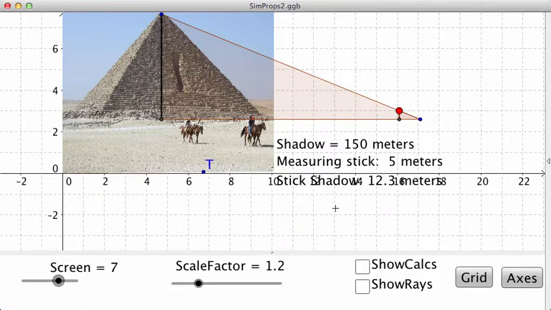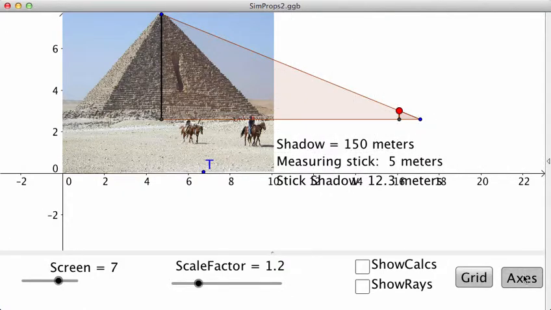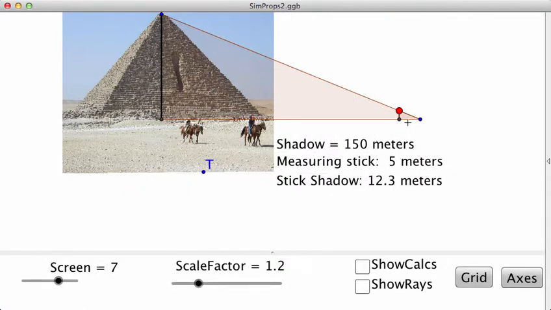Okay, so here's an actual application of these triangles. Suppose that you are wandering the desert with a measuring stick and a tape measure, and you want to know the height of this pyramid here. Well, what we're going to do is use the shadows cast by both of these figures to create two similar triangles. And by similar, we mean that one of the triangles is a dilation of the other.